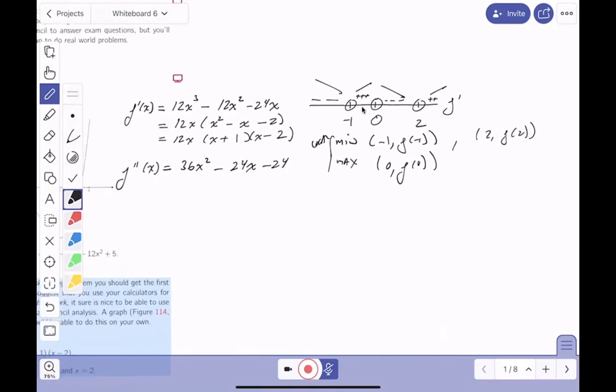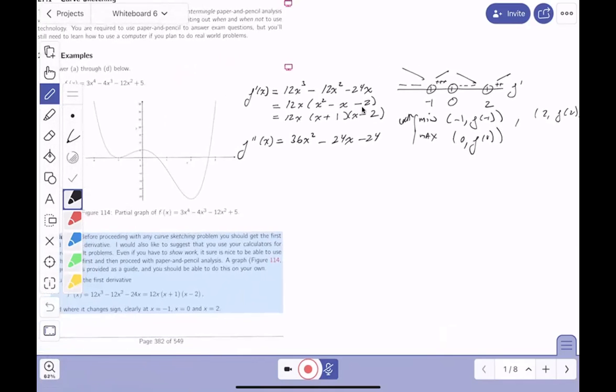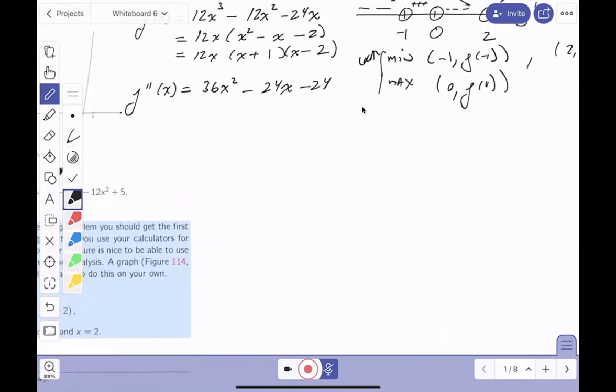I'm going to look at my picture and see how we did. I'm seeing the minimum at minus 1 right here, local. I'm seeing the maximum at 0, 0. And I'm seeing a minimum at 2, f of 2. Looks pretty good. All right, let's do the second derivative now.